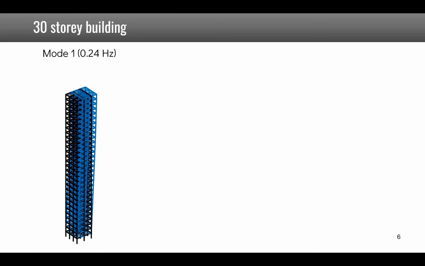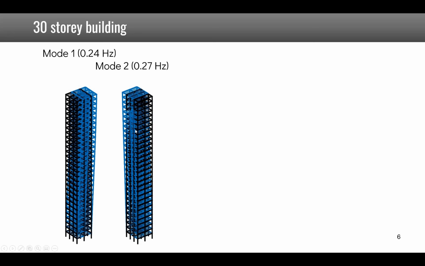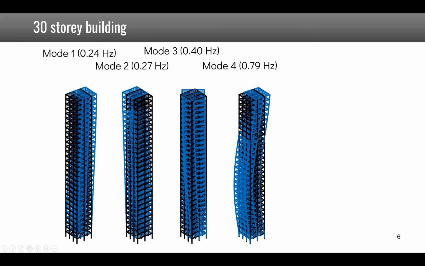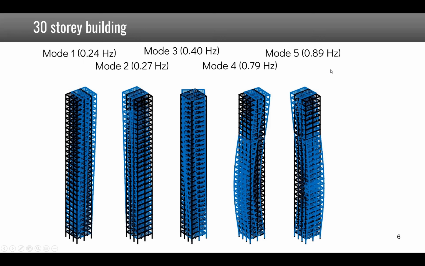Whatever the type of model you choose, the first step always consists in computing modal properties. So here we are presenting the mode shapes and natural frequencies of a 30-story building, which is modeled with plate and beam finite elements. You see that the first mode is a bending mode in this direction. The second mode at a slightly higher frequency is a bending mode in the orthogonal direction. The third mode is a torsional mode, and then you have the second bending mode in the same directions as the first one, and the second bending mode in the orthogonal direction.